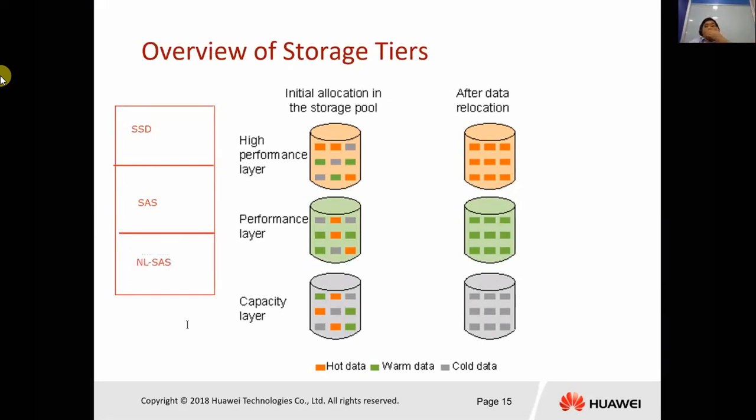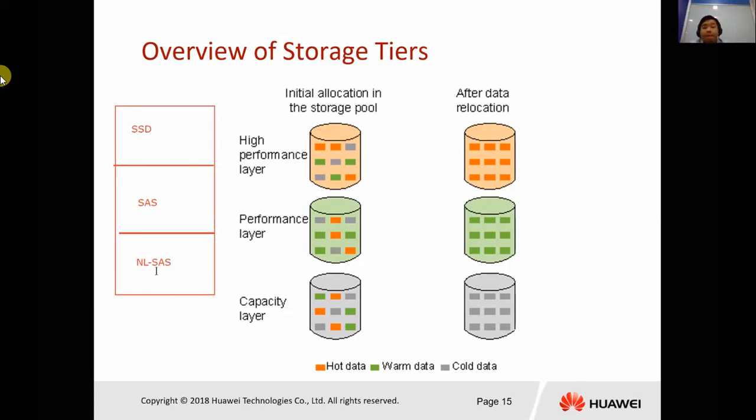So when the application wants to write data into the LUN, because you have these 3 types of disk, which type will you use first? That is the question. If you don't configure Smart Tier here, it will just randomly write the data to whichever type of hard disk has space. So I will just write to every one of them.